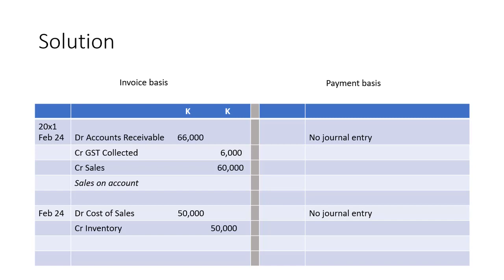So in the information provided, it says half of the inventory was sold. The cost of our inventory purchased earlier is 100,000 kina, so half of it, the cost, will be 50,000 kina. So debit cost of sales, and then credit inventory. Again, no journal entry on this transaction under payment basis. You will only record the transaction if you receive the money under payment basis.